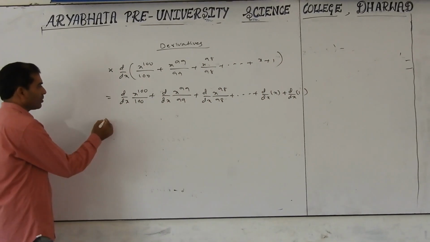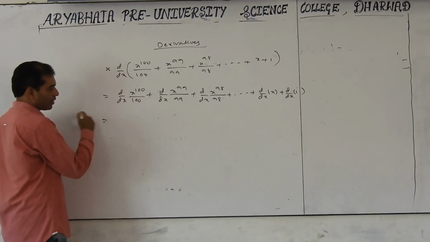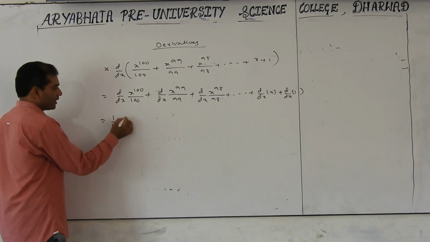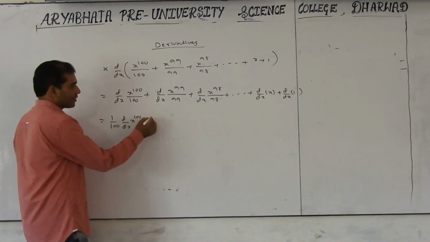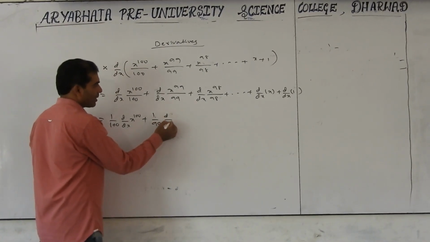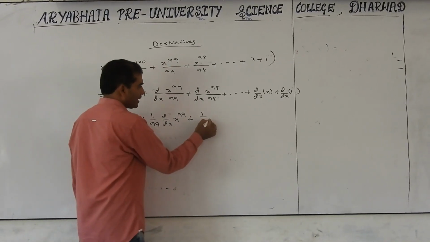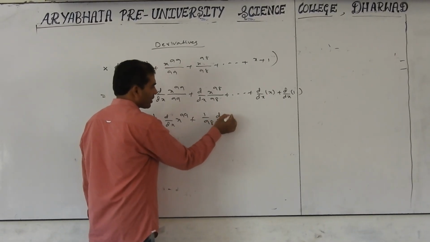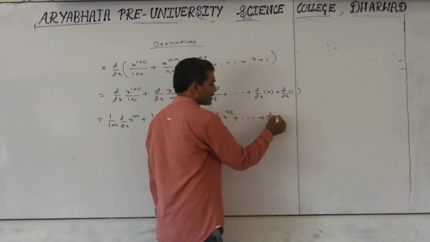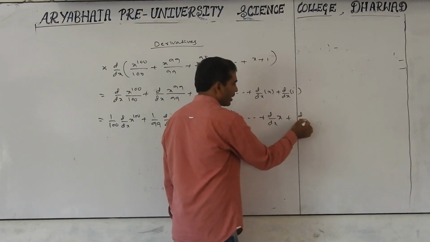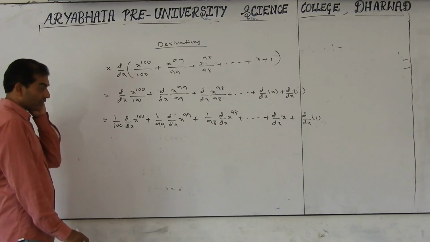Okay. Now, what is the constant here? 1 by 100, take it out: 1 by 100 d by dx of x power 100. Next, 1 by 99 d by dx of x power 99, 1 by 98 d by dx of x power 98, plus so on, d by dx of x plus d by dx of 1. This question was asked in the CET 2017 or 18.